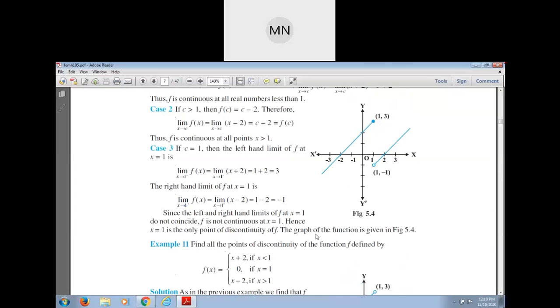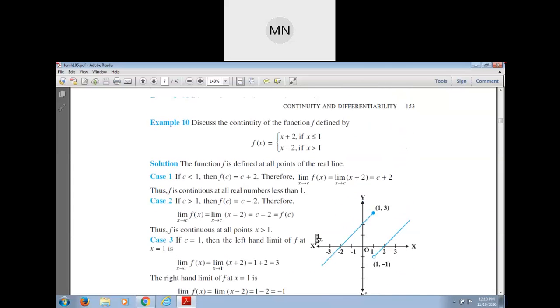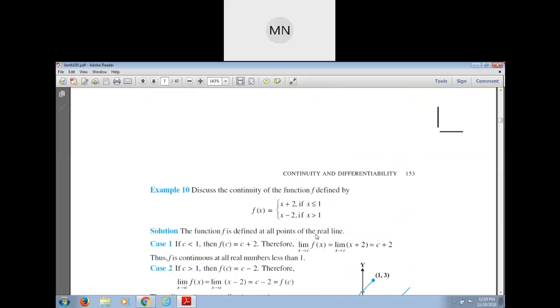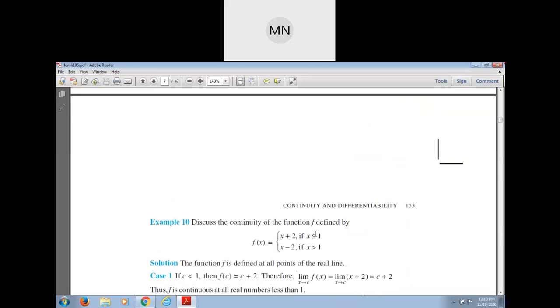Is there any confusion regarding this example? Hello? Hello, ma'am. Is there any doubt? No, ma'am. Okay then, for today I stop and will give you attendance through the group.